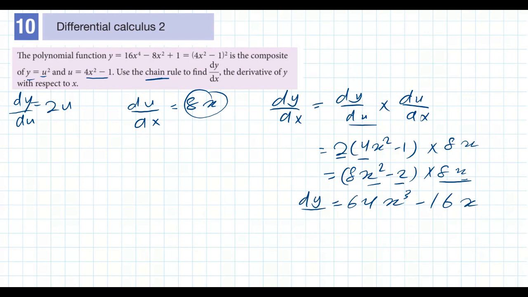Yes. Okay, if you differentiate it directly, this part, which is dy over dx directly equals 64x cubed minus 16x. That's it. Right? Both are the same. Okay, I'd like to thank you.